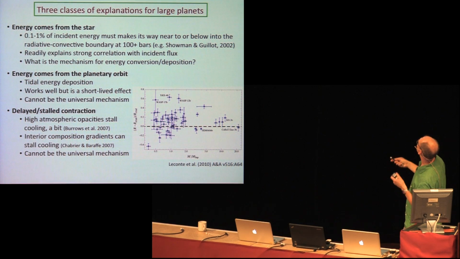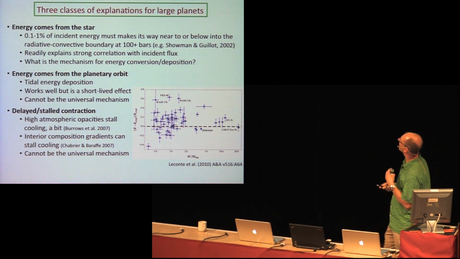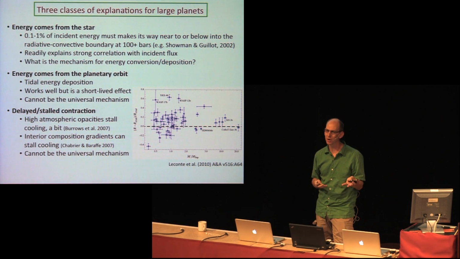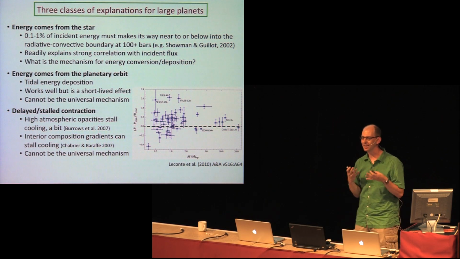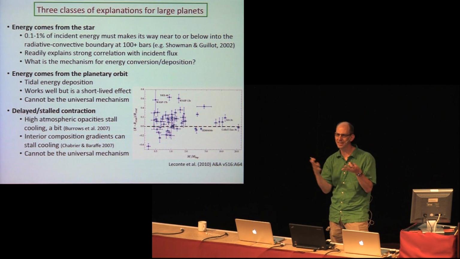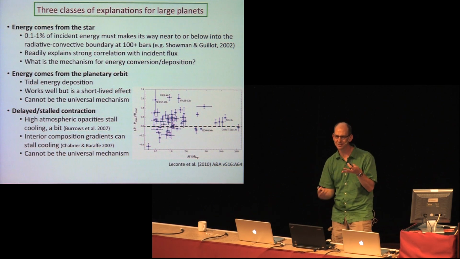So it's been pointed out originally by Showman and Guillot and other people that if you get a small fraction of the parent star's incident light, 0.1% to 1%, that light is usually absorbed at about a bar, so it doesn't get to the interior. You have to get the energy down deep to inflate the radius of the planet.